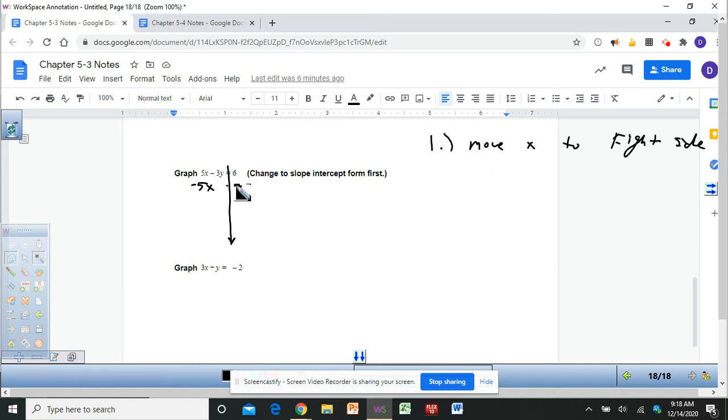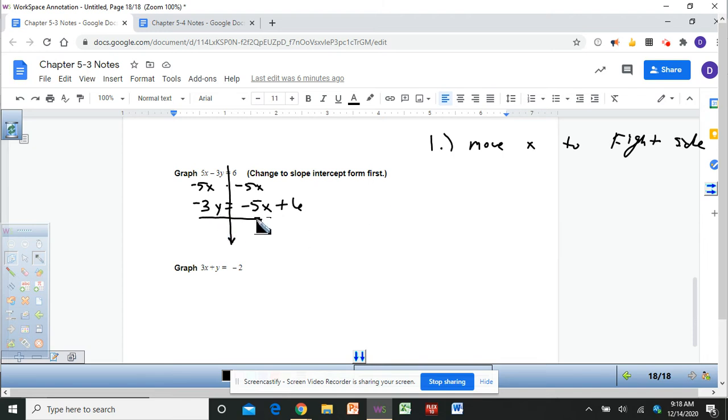So we're going to minus 5x from both sides. Okay, we minus it because it was a positive. So now we have negative 3y. And then on this side, we have negative 5x and a positive 6. We always got to put the x first. So I put a negative 5x and a positive 6.